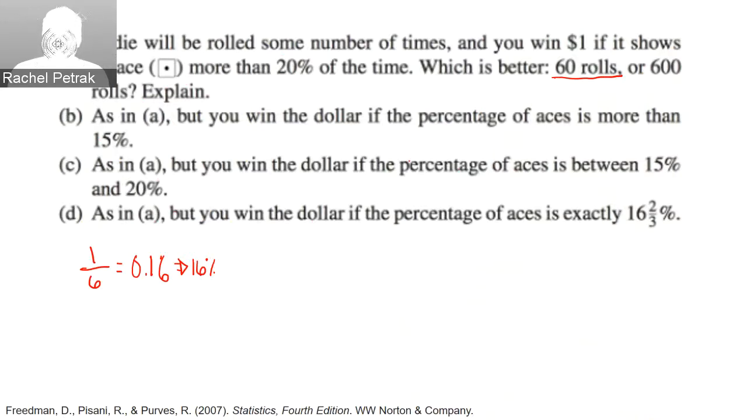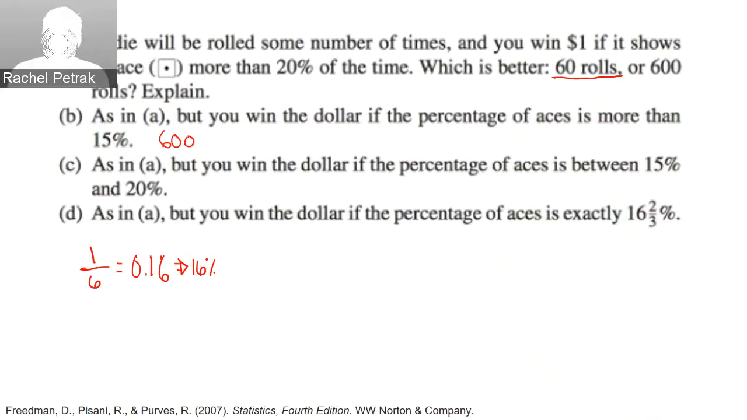Now, do we want to do 60 rolls or 600 rolls? Well, since we just want the percentage of aces to be more than 15%, and we know that at 600 rolls we would expect it to be about 16%, or 16.6, 17%, but either way, it's above 15%. So this time we want to go with 600 rolls. Does that make sense? Because the variability plays in your favor.